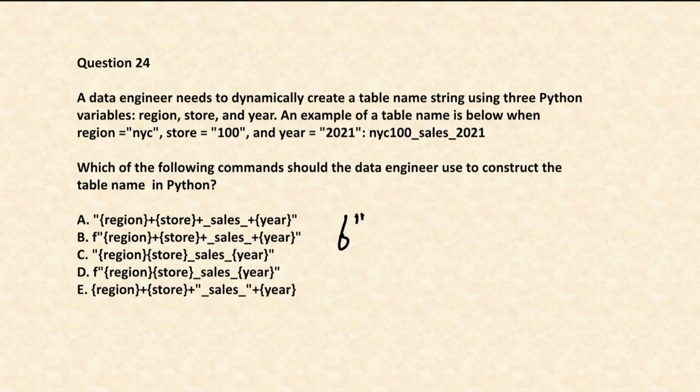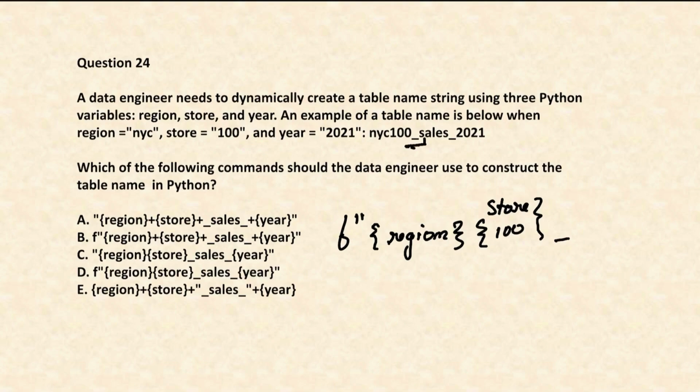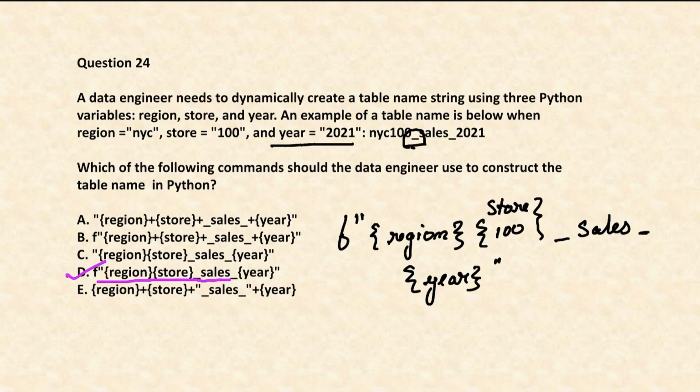Inside the f string, you have a region, which is NYC. In that region, you will see it has 100, which is your store, okay? Which is 100 basically, your store inside this. And then you have an underscore, which you put as it is. Then you have sales as the keyword, which you keep as it is, and the underscore. And the year is there, which is 2021. So you put your curly braces. Inside the curly braces, you have the year. So the correct answer for this particular question is D, which is region, store, underscore sales, underscore year.